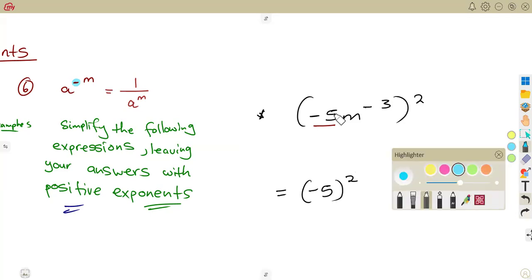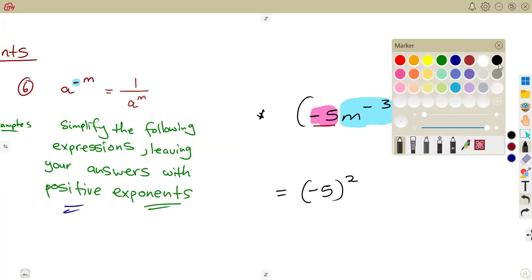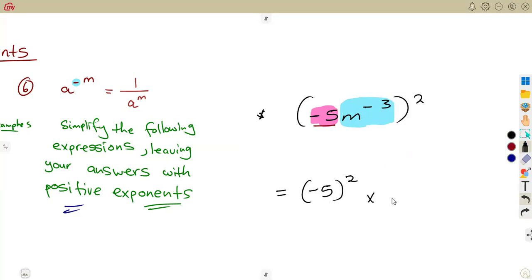These are two terms. Just separate them this way: -5 on its own. Then this part of m is a single term with its exponent. It must move with its exponent. So that's times m to the exponent of -3, but raised to the exponent of 2. Remember, we are separating this to the exponent of 2, this one to the exponent of 2, and also this one to the exponent of 2.